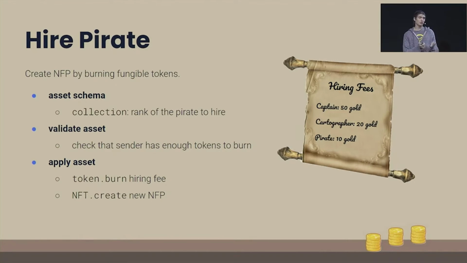When the asset is validated, we check that the sender account has enough tokens to burn. This token, again, is the gold fungible token of the sidechain. And when we apply the asset, we basically have to do nothing. We just have to call 2 reducers, already defined, implemented in the standard token modules. We burn an amount equal to the hiring fee using the token burn reducer, and we create the new NFT using the create reducer from the non-fungible token module.